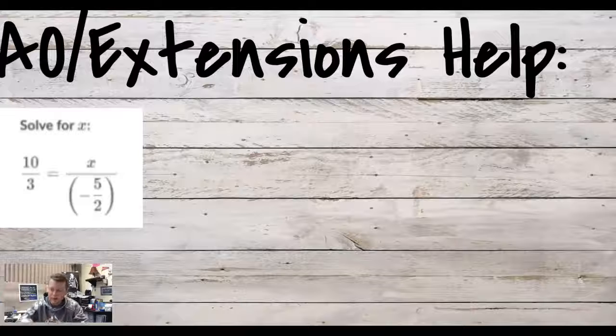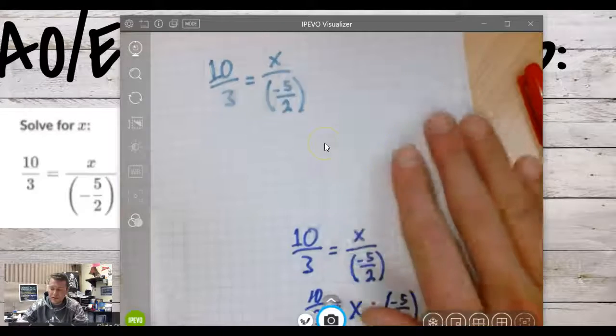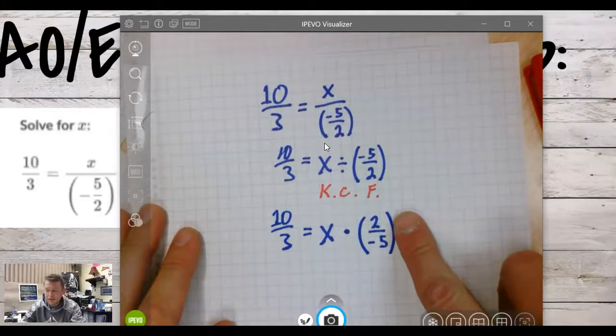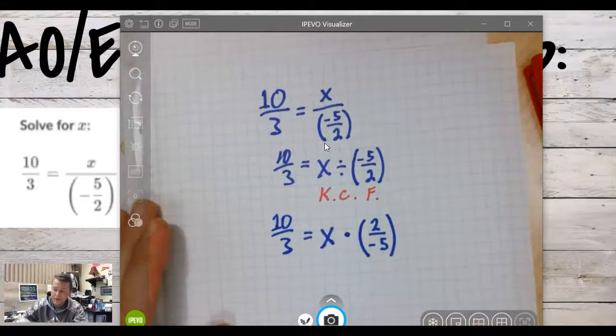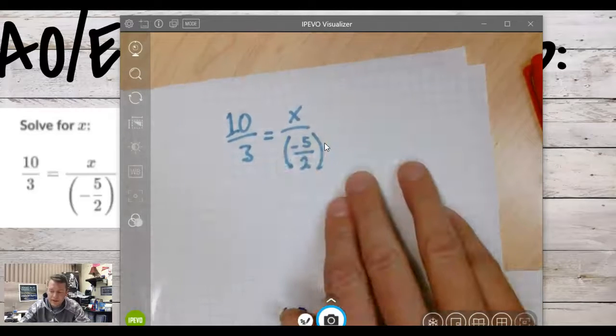All right, guys, so this is the first one of these problems that I'm going to do kind of by request, because a lot of us have been asking me this problem either in AO or extensions or by email. So I'm going to solve it in two different ways. And the second way involves the keep change flip method that we just started talking about in class.